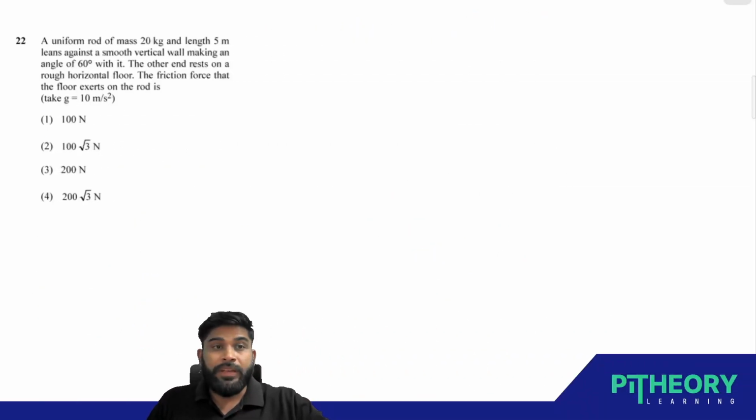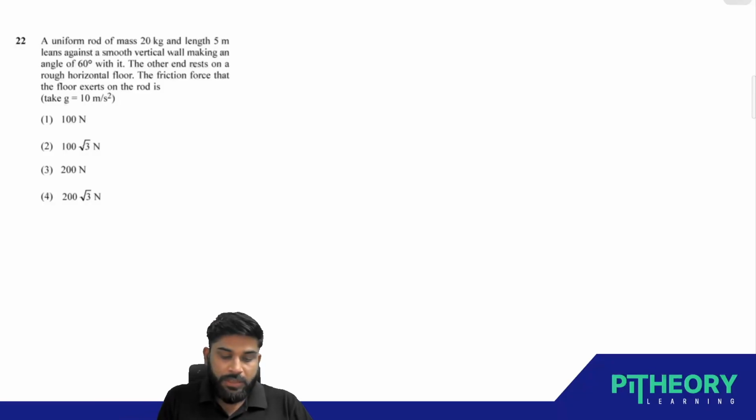So this is the 22nd question. A uniform rod of mass 20 kg and length 5 meter leans against a smooth vertical wall, making an angle of 60 degrees with it. The other end rests on a rough horizontal floor. The question is, how much is the frictional force that the floor exerts on the rod?